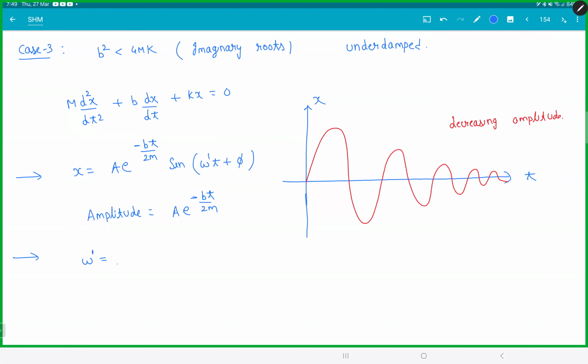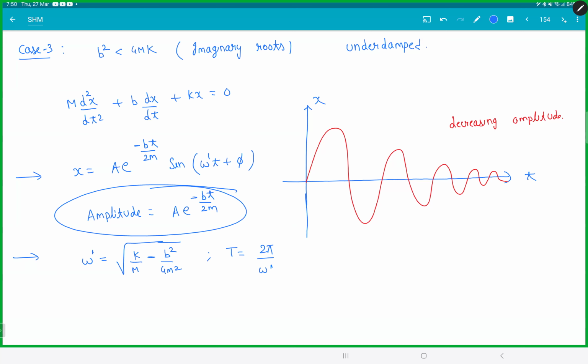This omega dash is given by root over k by m minus b² by 4m². Time period is given by 2π by omega dash. These are the results which you should know. Can you just note down these results? Especially this one we'll need. Actually, I'll write it down, but just have a look at this. That's it. This page is the most important one. All questions, all numericals are based on this only so far.